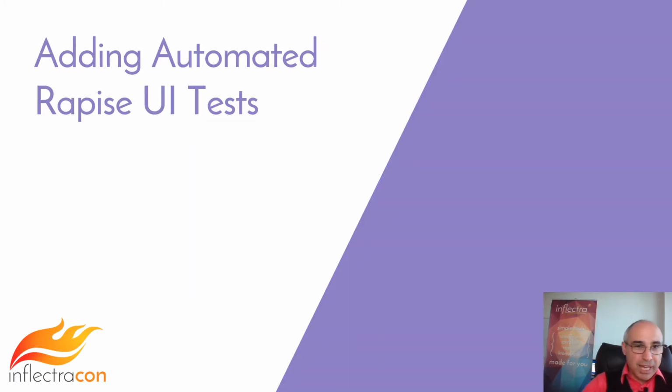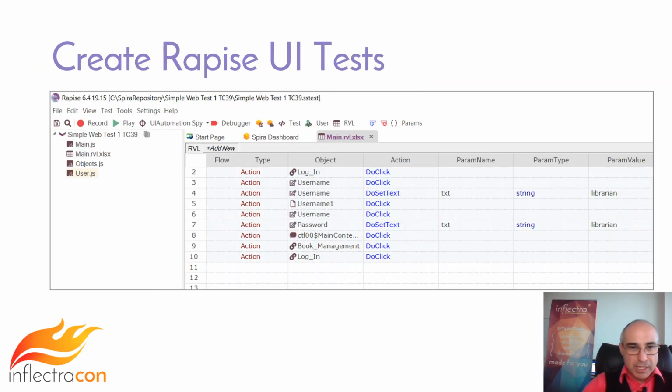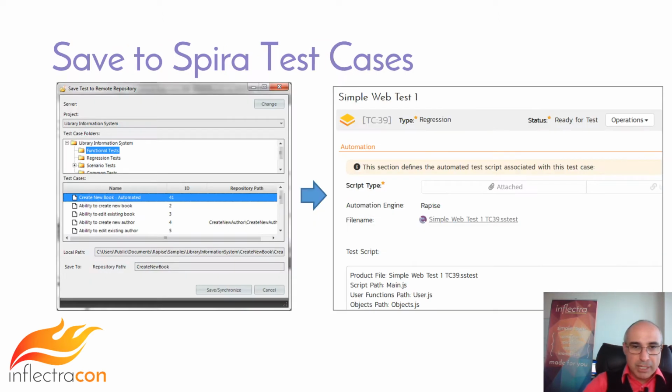And so to do that, we'll be adding a Rapise UI test. It's something that looks a bit like this. It's a slightly different one. And that UI test in this case is written in Rapise and will run against different browsers. This example is using our Rapise codeless language called the RVL, or Rapise Visual Language. You will save your test case to Spira.